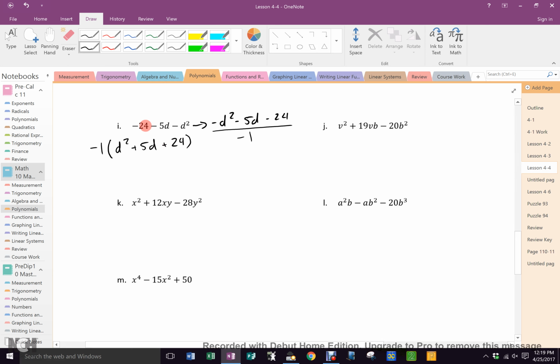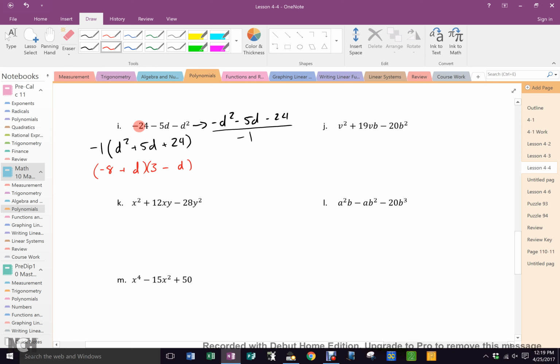Well, maybe I can do this backwards. Since the D is at the back, can I try writing it this way? D and D, there's my D squared, yes? But it's negative D squared, so what would these signs have to be? Positive and negative, okay. And then L says 8 and 5. Well, what if I did negative 8 and positive 3, L said. Does that work?